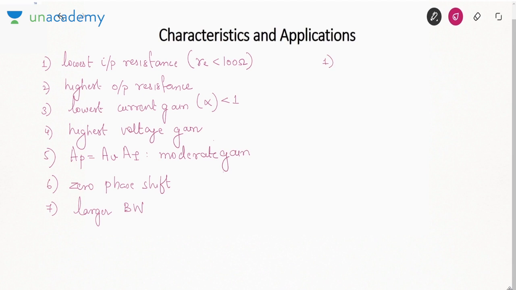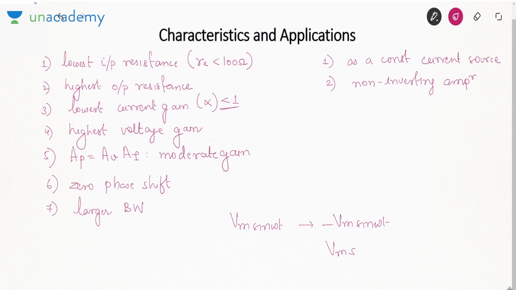What about application? It can be used as a constant current source because output current and input current are almost the same. It has current gain which is almost equal to 1. It is less than 1 but almost equal to 1. Non-inverting amplifier. Why non-inverting? Inverting means if input is Vm sin omega t, the output is minus Vm sin omega t, or you can say Vm dash sin of omega t plus 180. So phase shift of 180. Since it is offering zero phase shift, it is non-inverting.